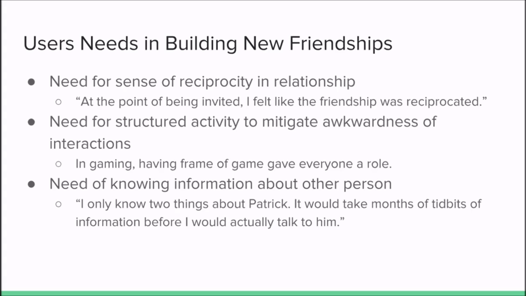And there was a need of knowing information about the other person. During one of our studies, somebody said, I only know 2 things about Patrick, who was the other participant in the study. It would take months of tidbits of information before I would actually talk to him. So before being able to even talk to Patrick, much less have a friendship, this person needs to know more about Patrick.